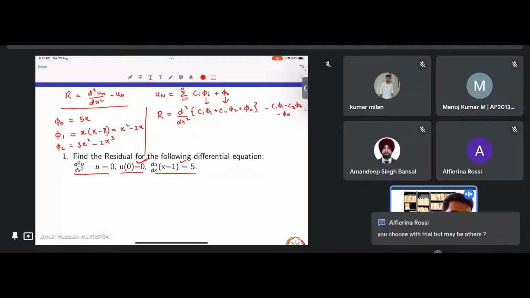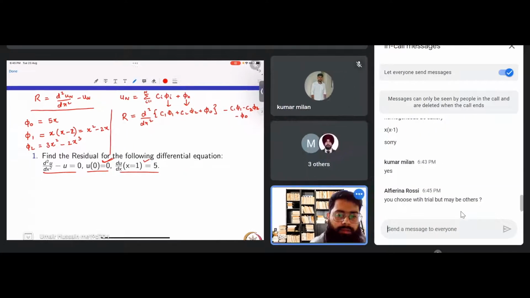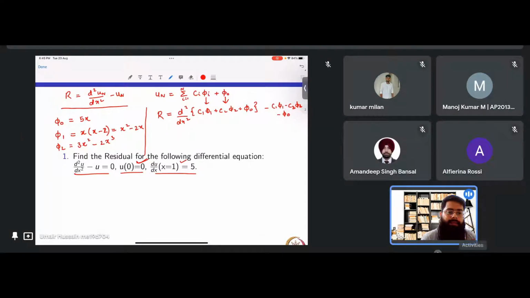You choose with trial, but maybe others. You choose with trial, but I couldn't understand your question. Sorry. Can you repeat? Can you reformulate the question?